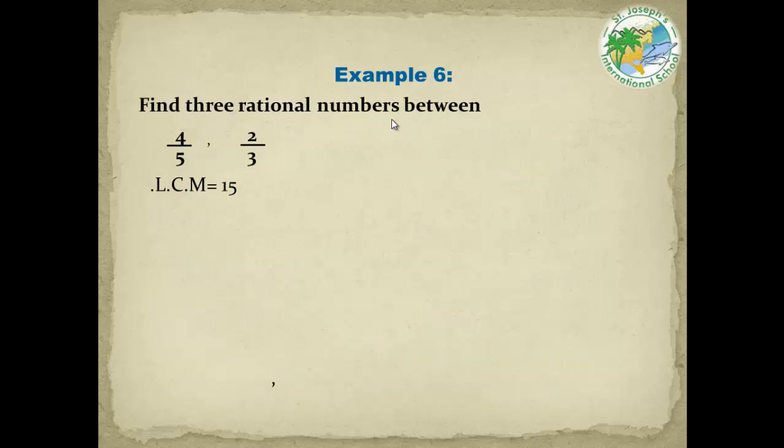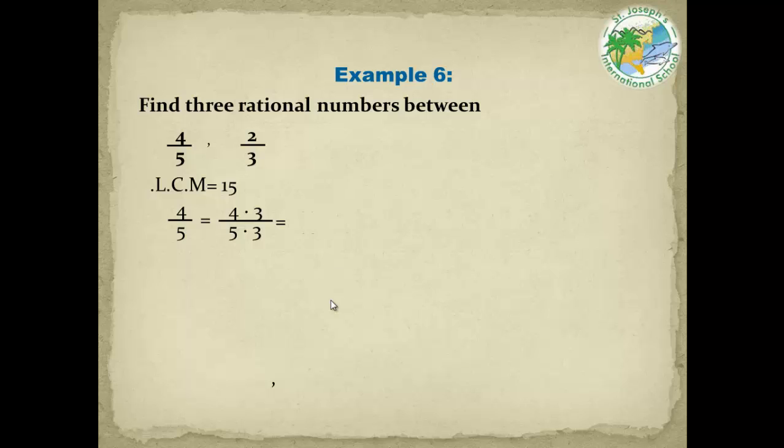Find 3 rational numbers between two fractions. This is a very important example with very easy steps. If we have two fractions and we want to find a rational number between them, the denominators should be equivalent. This is the first step, prep 1. Okay, the denominators should be equivalent. The LCM for these two fractions is 15. Then, with the same steps, 4 over 5, multiply by 3, equals what? 12 over 15.